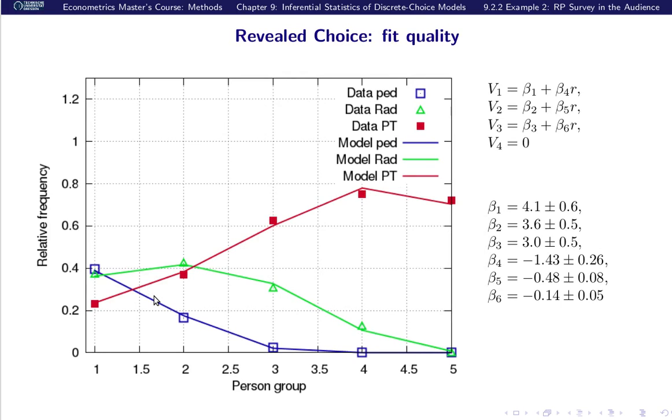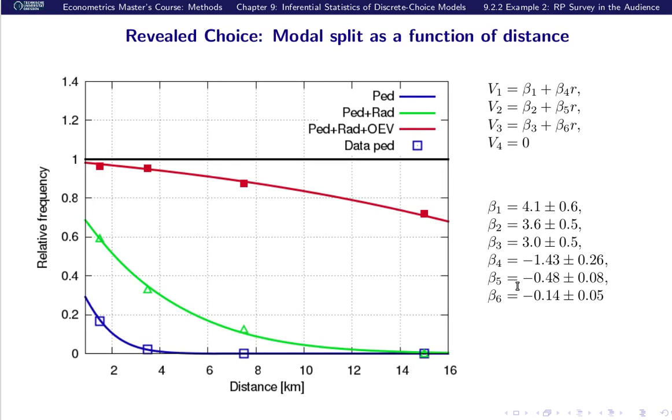So a model is just written out for each alternative. This distance r is modeled in an alternative-specific way, and the utility of alternative 4 is the reference with 0 utility, because everything is related to this alternative 4. And these are the calibrated parameters. Here you have 6 parameters, and here you see the model, the curved line with a maximum likelihood calibration, and you see that it fits the data pretty nicely.